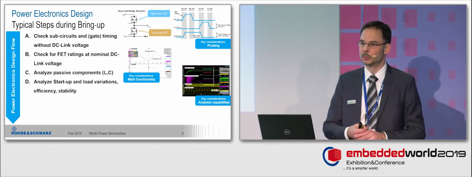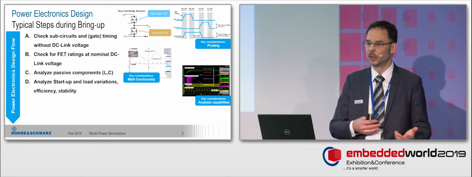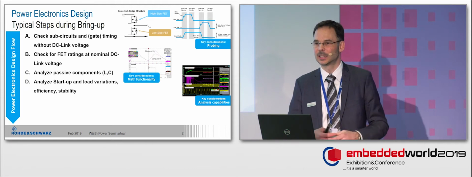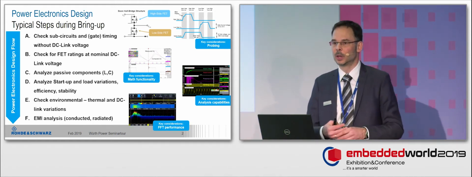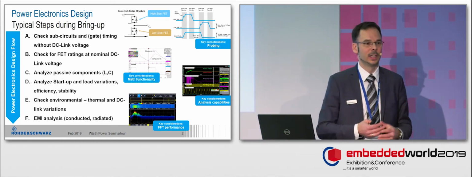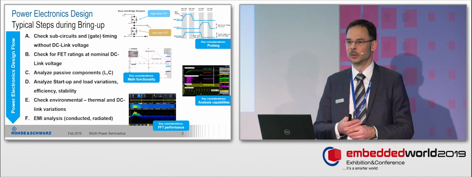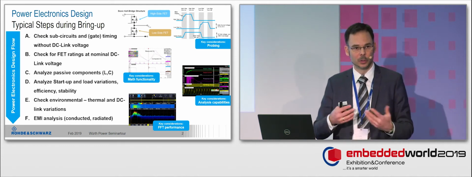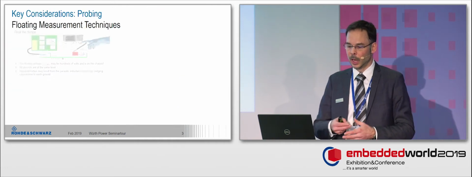Then, if the whole system is working, you think about startup variation, startup load variation, efficiency, stability. Usually, the analysis capabilities of the scope are important. And last but not least, you have to check environmental things. And one of the environmental things is EMI, of course. And then there are other things like thermal, DC link variations. And a lot of those topics you can cover with oscilloscopes and corresponding probe solutions.